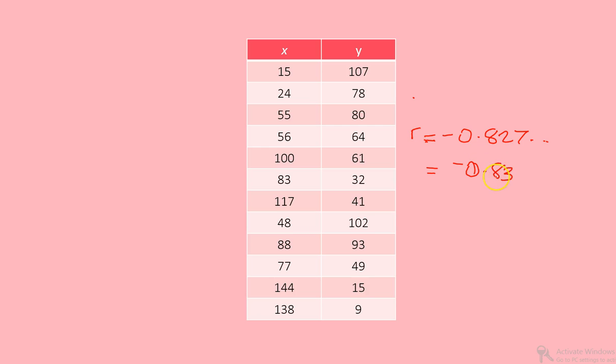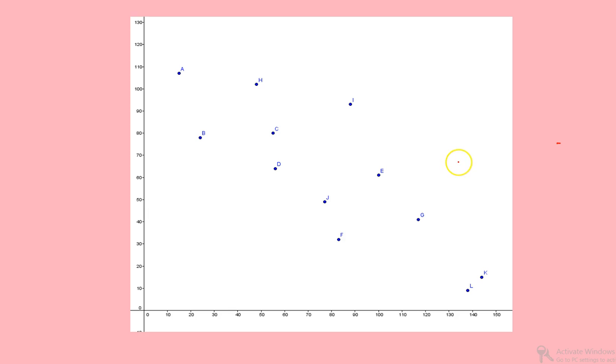It's telling us it's going to be decreasing from left to right, isn't it? And the correlation of this is not as strong as the first example. It's still moderately strong, but not as strong. So once again, I've plotted that onto GeoGebra, and you can see the trend here. It's decreasing from left to right, and the points are spread out more so than the first example.